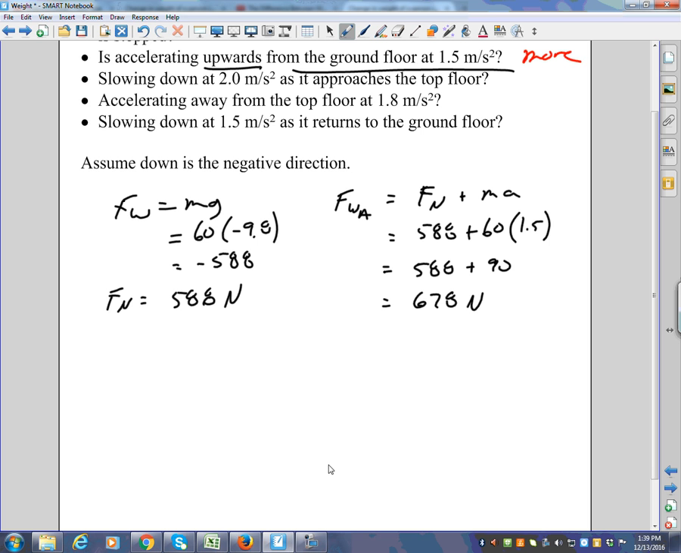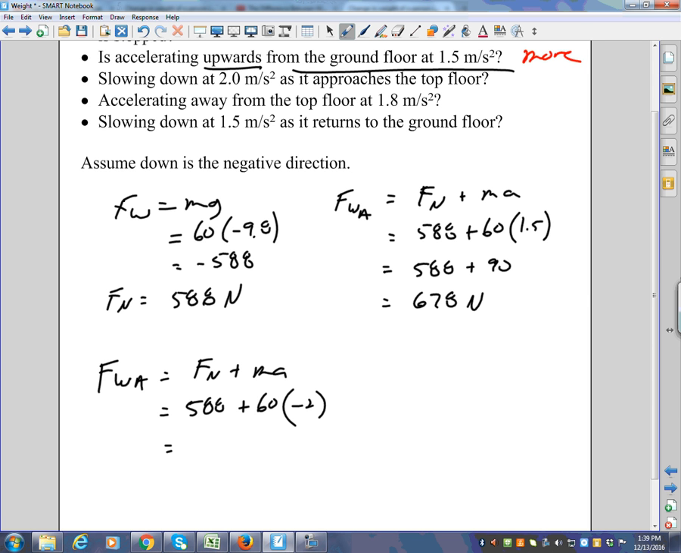Okay, what if he's slowing down as he approaches the top? As he gets to the top, how do you feel? Lighter. You feel lighter, right? So, at the top, his apparent weight, FWA, is going to be the normal force plus mass times acceleration. But this time, his acceleration is actually down. It's -2, isn't it?